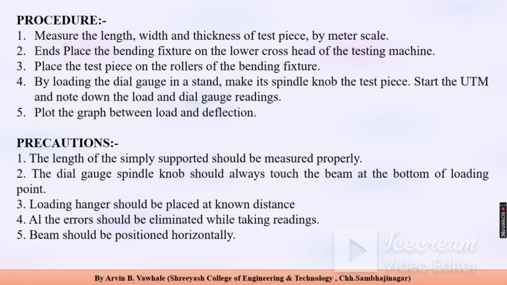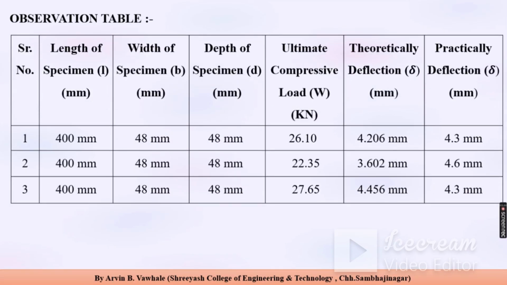This is the observation table, in which the length of the specimen, width of the specimen, and depth of the specimen are given, and by applying loading in the universal testing machine, we get the ultimate compressive load and ultimate deflection. All values of the different specimens are given in this table.